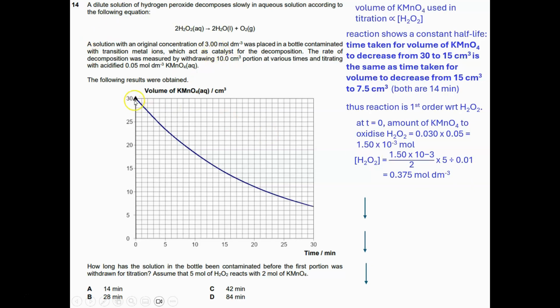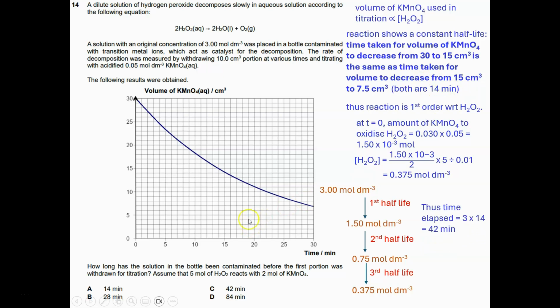So when I started the reaction, the concentration of hydrogen peroxide is 0.375 mole per dm cube, but my starting concentration was 3 moles per dm cube. So how many half-lives have passed? Starting with 3, after the first half-life it became 1.5, second half-life 0.75, third half-life would be 0.375, which means that 3 half-lives have passed before I started my reaction. Half-life is 14 minutes, so the time elapsed is 42 minutes. Answer is C.